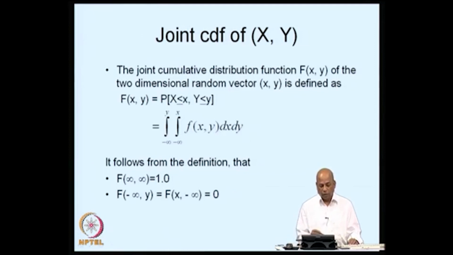So, from this definition, it is obvious that the probability that x takes on values less than or equal to infinity and y takes on values less than or equal to infinity must be equal to 1. So, F of infinity comma infinity equals 1, which follows from the definition of the PDF. Similarly, F of minus infinity comma y, which means x takes on values less than or equal to minus infinity, and F of x comma minus infinity, both of these must be equal to 0, as it follows from this definition.